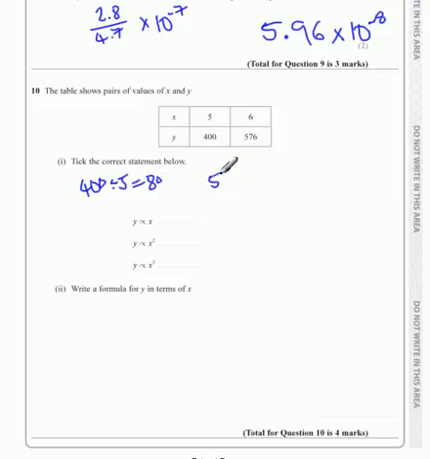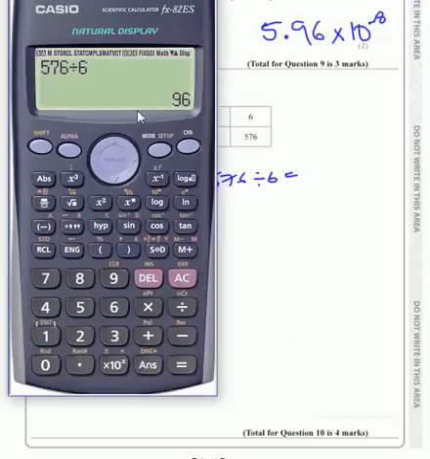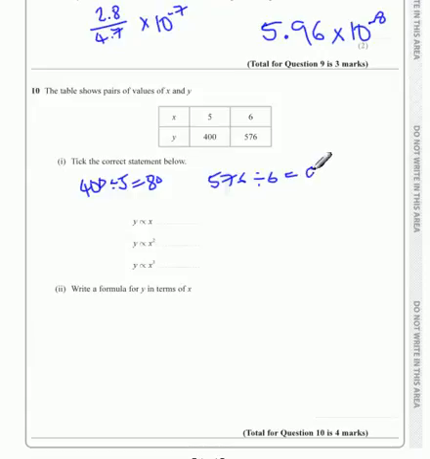and the same for this one. So 576 divided by 6. We can get our calculator for that. That is 96. So those aren't the same there. It's not multiplying by the same value, but different things here.